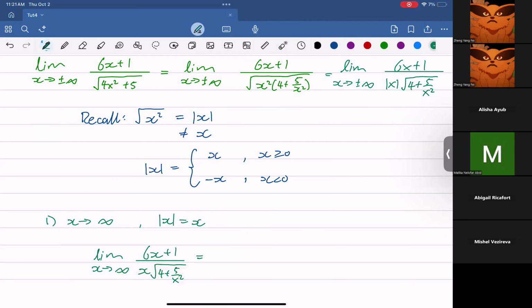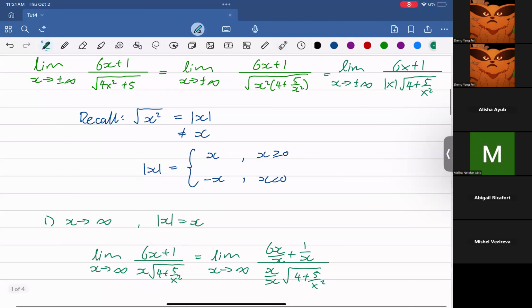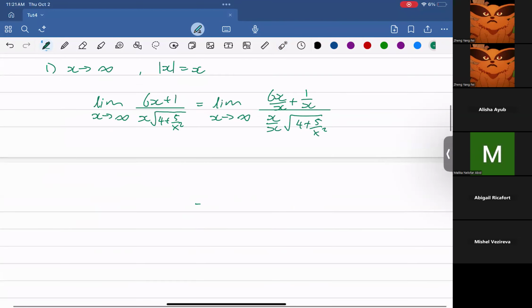But what we can do instead is divide every single term by the highest power. In this case, you have x divided by x, so that's gone, and then 4 plus 5 over x squared. So once again, I'm just dividing every single term by an x. And so this will give us the limit as x goes to infinity of 6 plus 1 over x divided by the square root of 4 plus 5 over x squared.